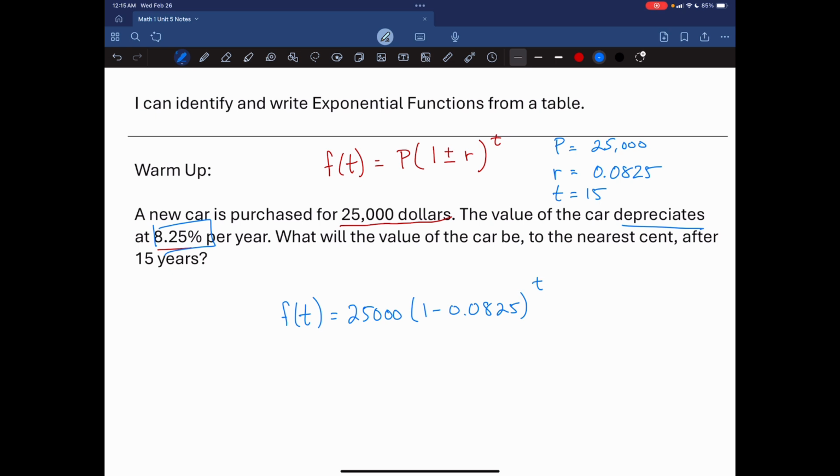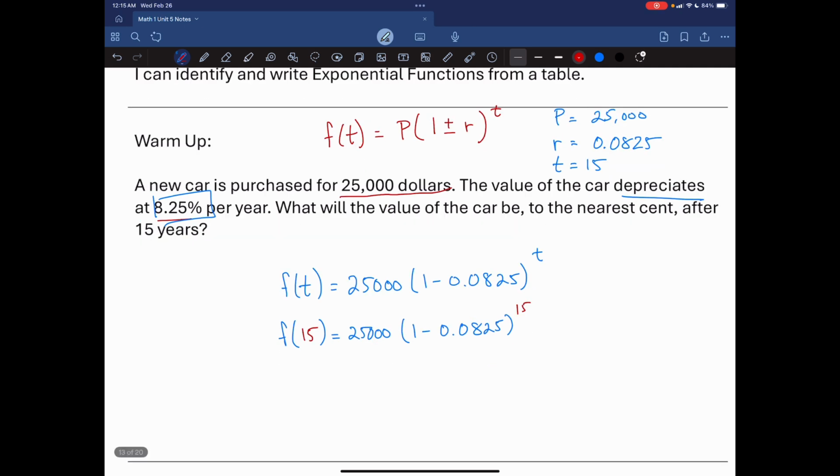Okay, so if I want to copy this, let's go ahead and rewrite this. Instead of t now, we're going to write this using 15. So we have 25,000 times 1 minus 0.0825, all raised to the 15th power.